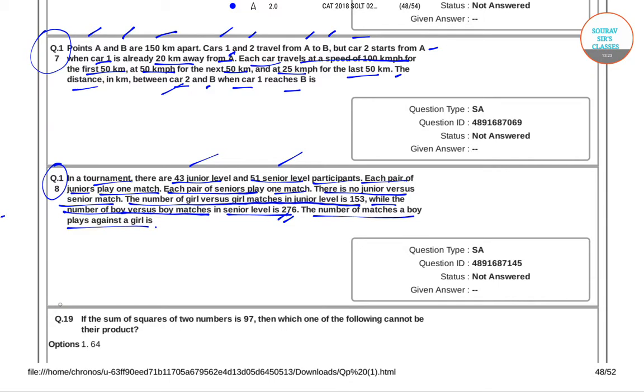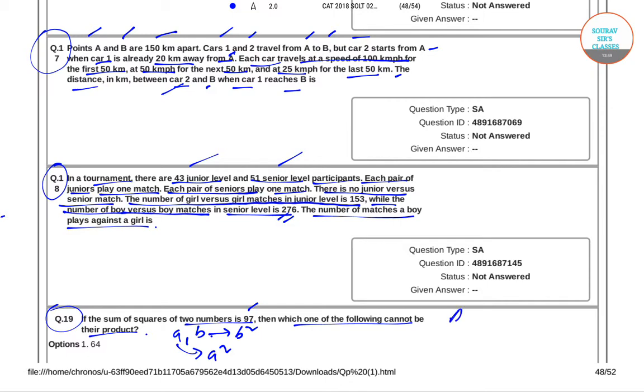Now we'll shift our focus to question number 19. In question number 19, it has been said that the sum of the squares of two numbers is 97. Then which of the following cannot be their product? So what we'll try to do is that let the numbers be a and b. Okay, so now it has been given, the squares of two numbers, so the squares will thereby be a square and b square.